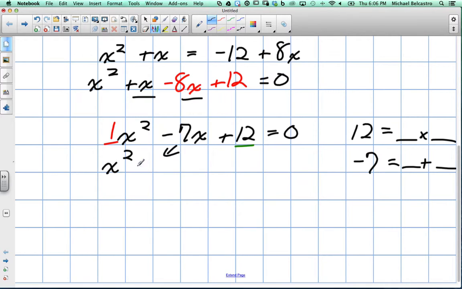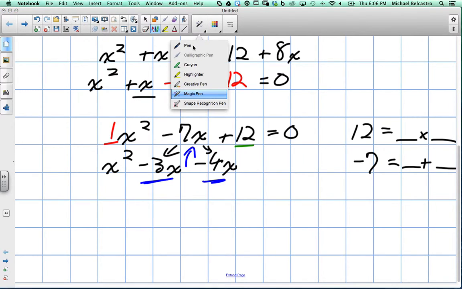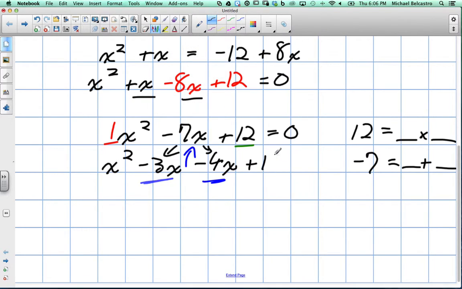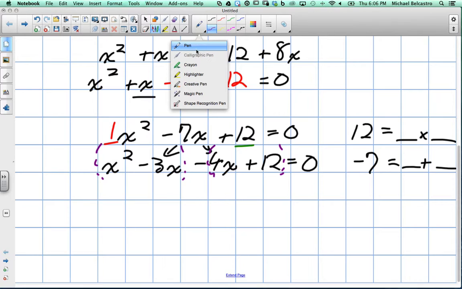So we're going to split this up: negative 3x, negative 4x. Essentially the idea of splitting it up is if we were to put them back together, if we were to simplify, we'd end up with negative 7. So we haven't really changed anything in this equation. And then we obviously have our positive 12. We're going to common factor. We're going to look at the first two terms and common factor out of there, and then the second two terms.